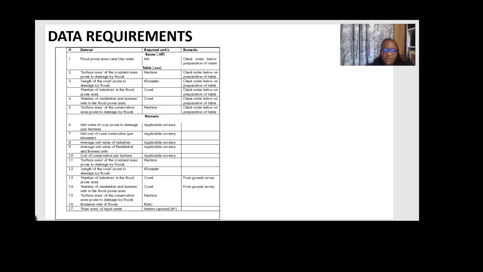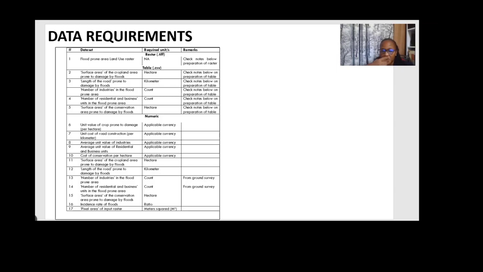There's the surface area of the cropland area prone to damage by floods. There's the length of the road prone to damage by floods. Why are we saying the surface area of the cropland? Because when we look at the production of a cropland area, we normally look at the yield per hectare and then we multiply by the total area that could have been damaged or the total area that is under production.